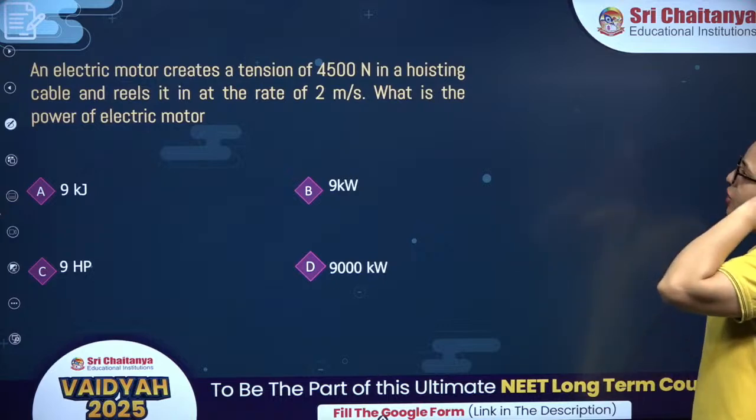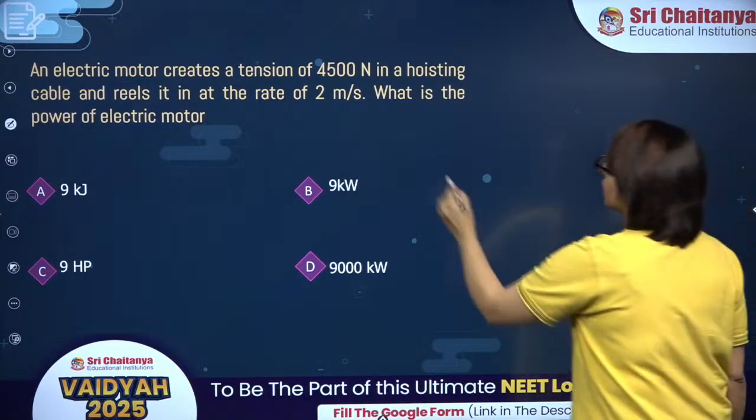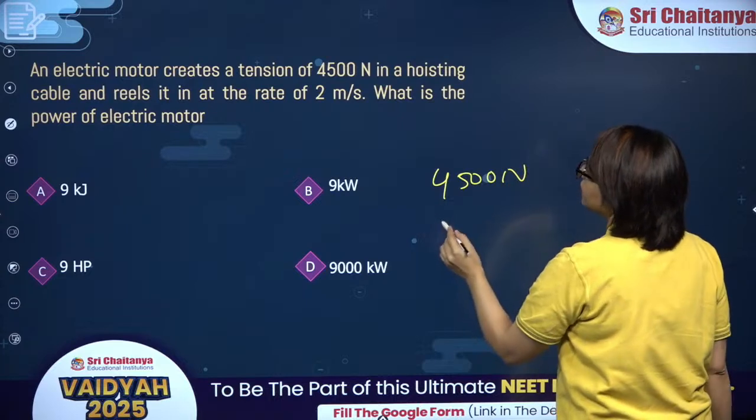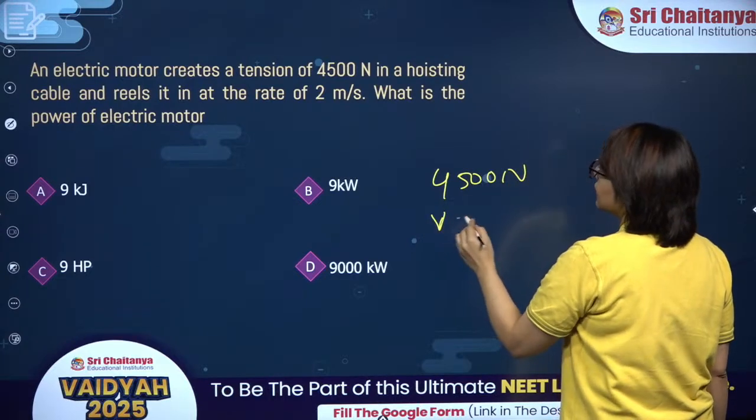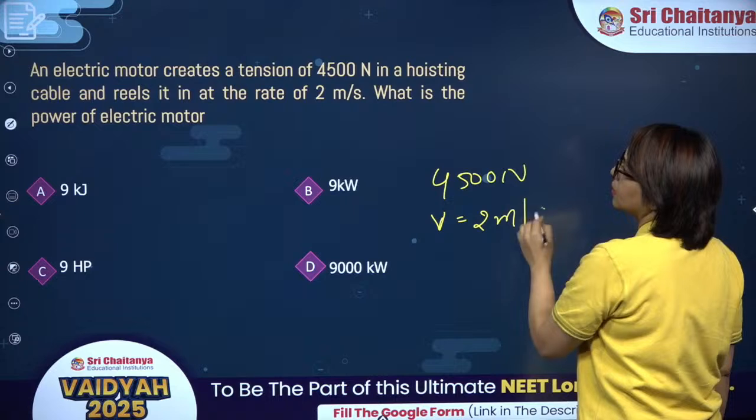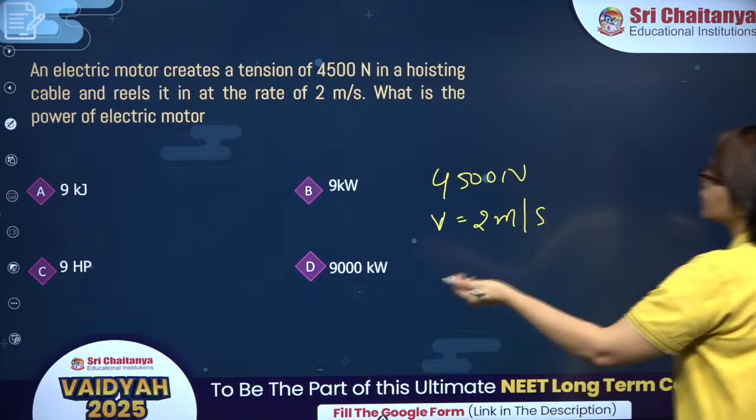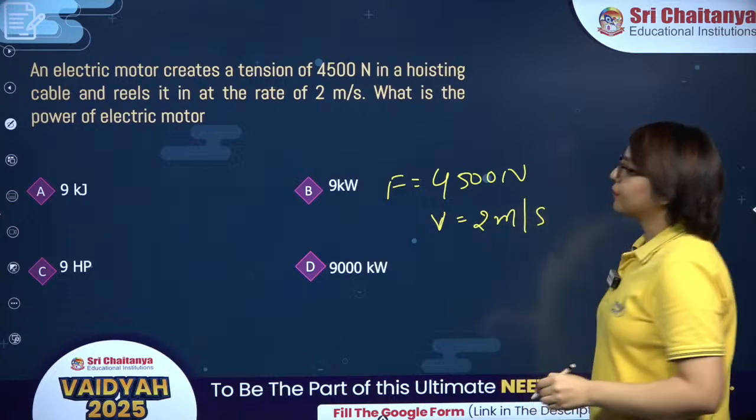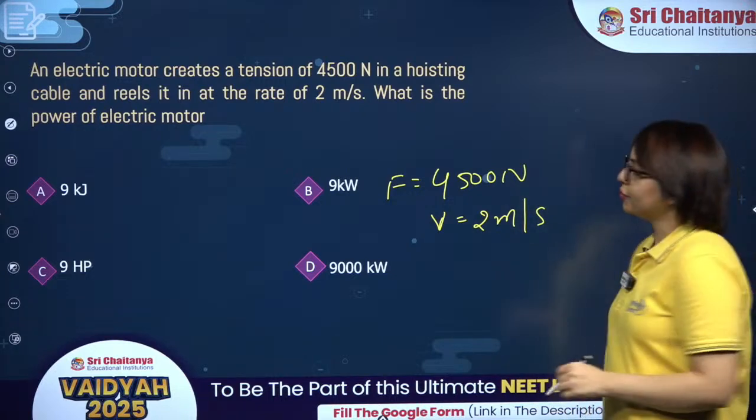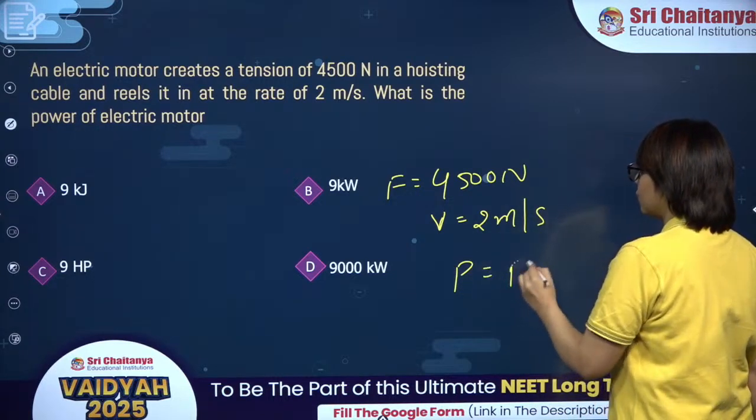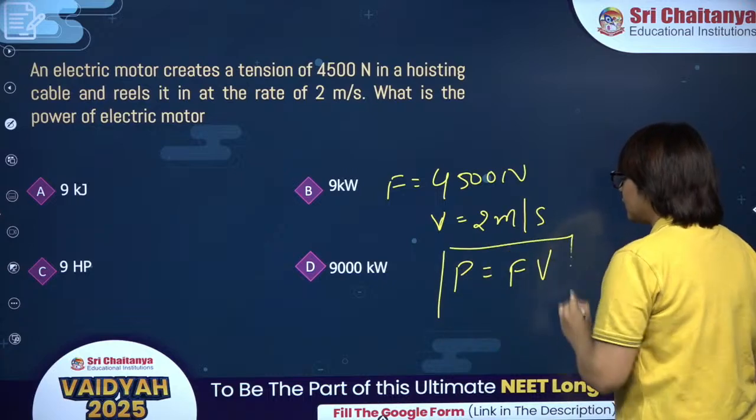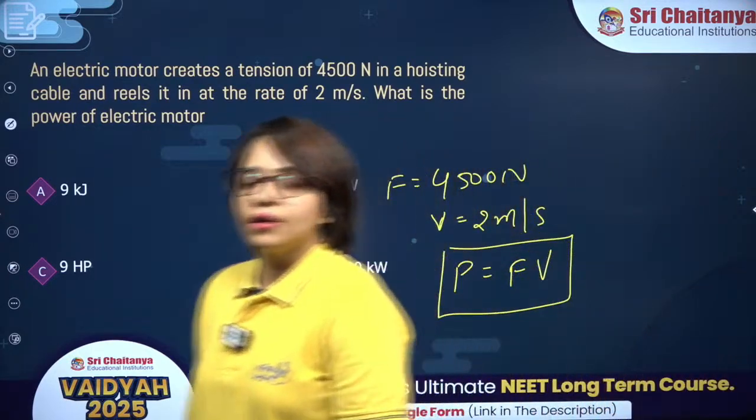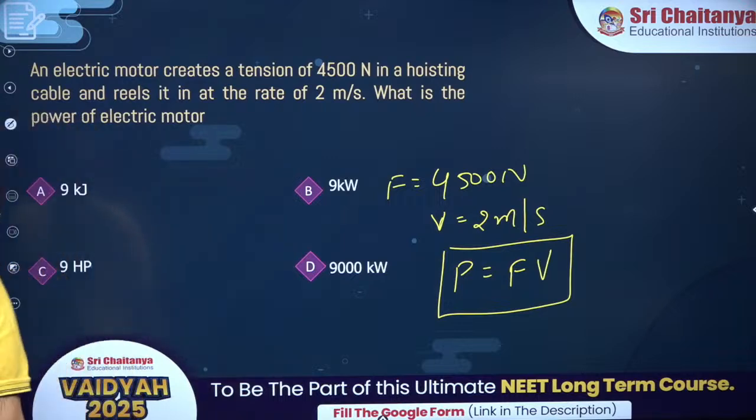Alright. An electric motor creates a tension of 4500 Newton. And the velocity is 2 meter per second. String cable and reels it in at a rate of 2 meter per second. What is the power of the electric motor? You have to find power, so it will be force into velocity. Let's try this one everyone. This is the easiest question of today's session.